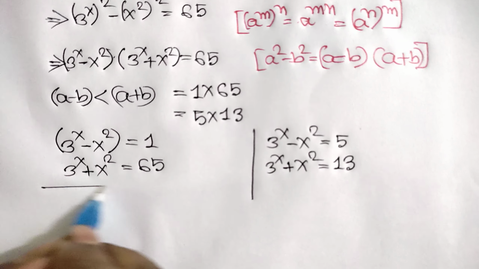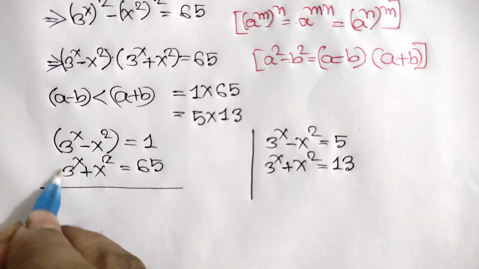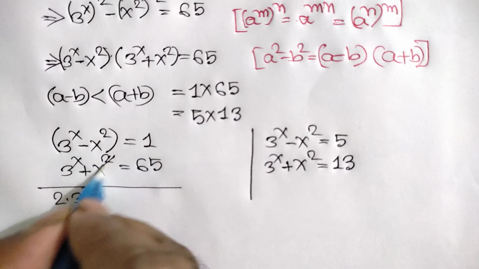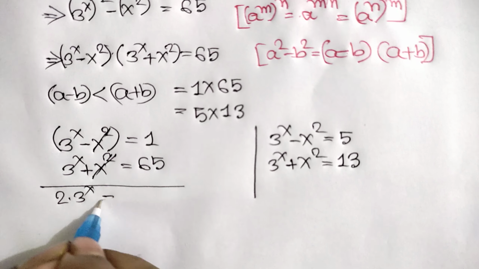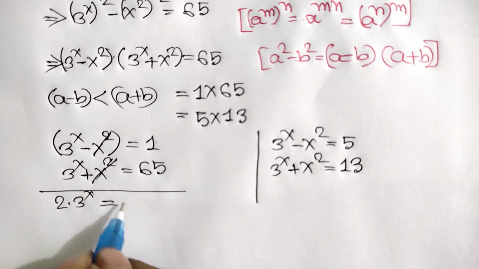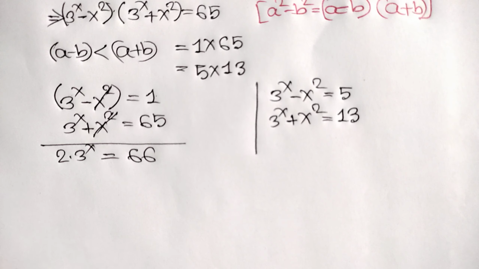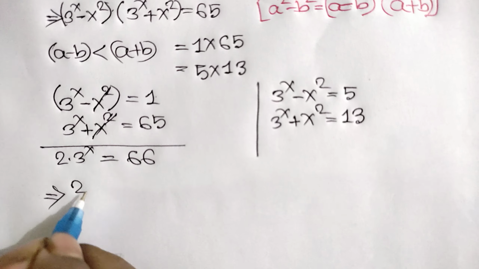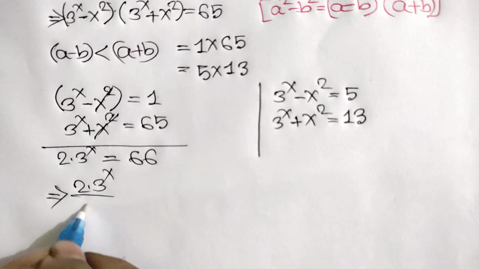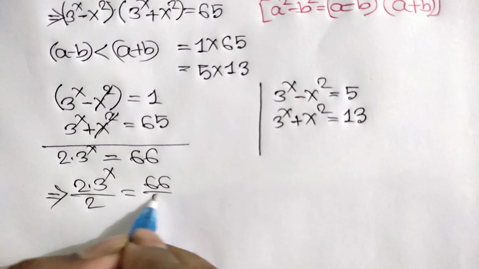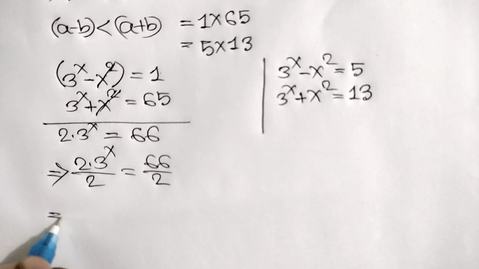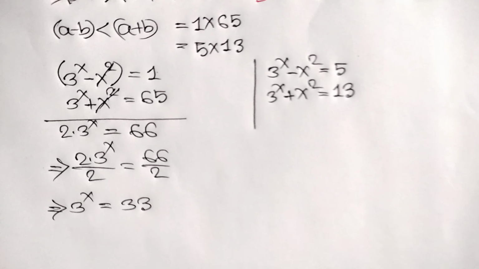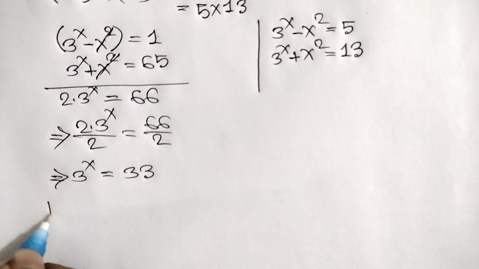Now adding these two equations, we will get 3 to the power x plus 3 to the power x, which is 2 times 3 to the power x. The 2 to the power x terms cancel out, and this is equal to 1 plus 65, which is 66. Dividing both sides by 2, we can write 2 times 3 to the power x over 2 is equal to 66 over 2, or 3 to the power x is equal to 33. Now check.